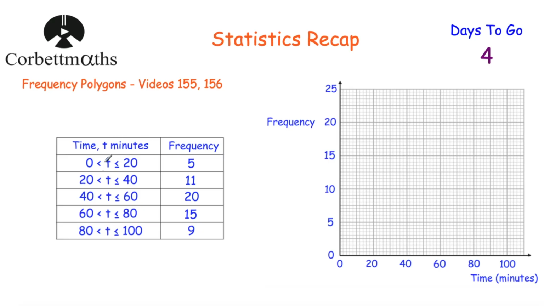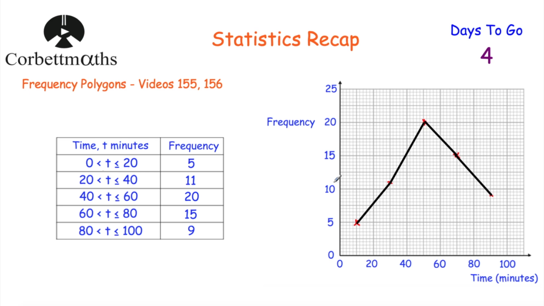So here you'd go 10 across, 5 up, and then 30 across, 11 up, 50 across, 20 up, 70 across, 15 up, 90 across, 9 up. And then after you plot the points, it looks something like that. And just make sure that whenever you draw your frequency polygon, you never join up the first one to the last one. You just do the first to second, second to third, and so on. So that's how you draw a frequency polygon.